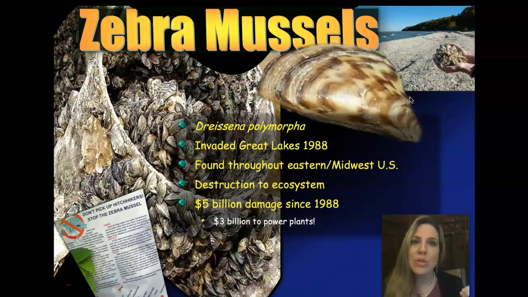And they actually do such a good job of filtering the water that, for example, in Lake St. Clair, there used to be just a 6-foot visibility in the water. When the zebra mussels came in there, they actually increased that to 3 feet. So initially that might sound like a good thing because the water got clearer, but it's actually a bad thing.